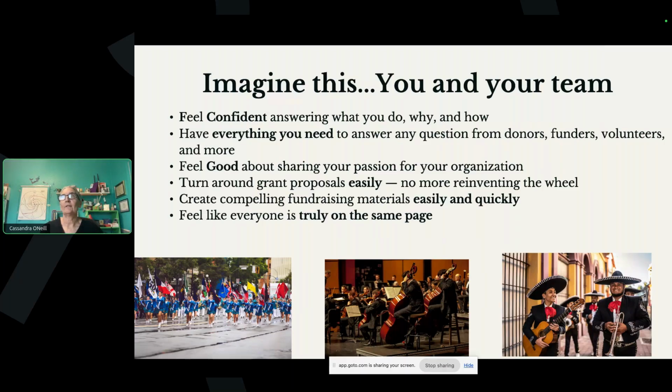And so I'm going to give you this magic wand question: imagine that you and your team feel confident in answering any question that you get asked. Questions get asked every day, like what do you do, why, how? And imagine that you have everything you need to answer any question from donors, funders, volunteers, and more. That you feel good about sharing your passion, that you can turn around grant proposals or requests for proposals easily, that you don't have to be reinventing the wheel, that you can create compelling fundraising materials easily and quickly, and that you genuinely feel like everyone is on the same page.